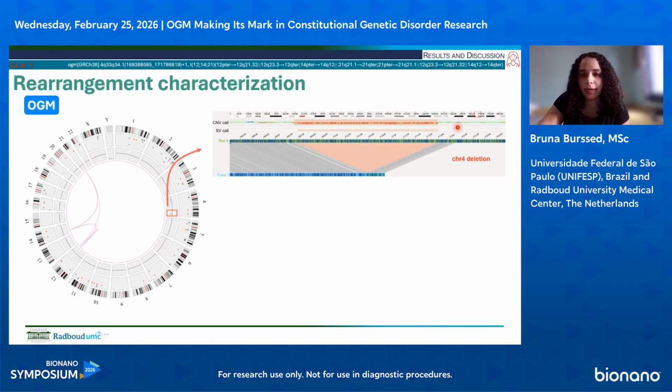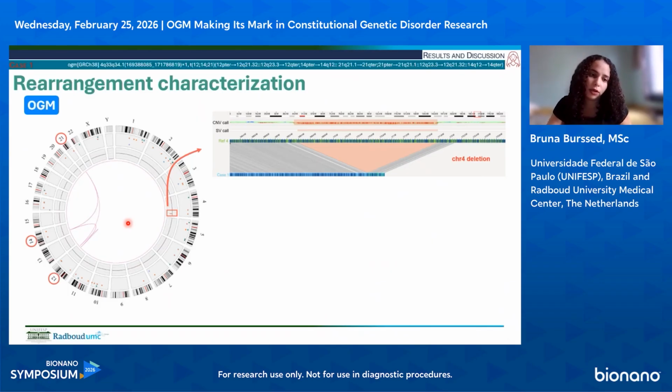And then when we look at the maps, we can see that all of these labels here in this red area are not present in the map of our case. Therefore, we have here a deletion of this region in chromosome 4, just like we saw in chromosomal microarray. If we look back into the circus plot, we see here in the middle these pink lines, which represent translocations, which mean that the patient has a complex chromosomal rearrangement between chromosomes 12, 14, and 21.